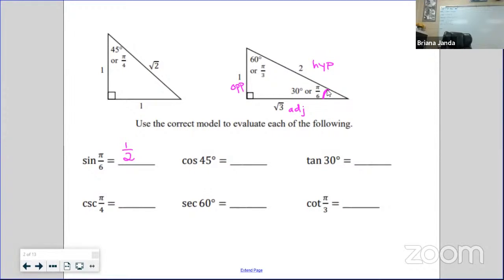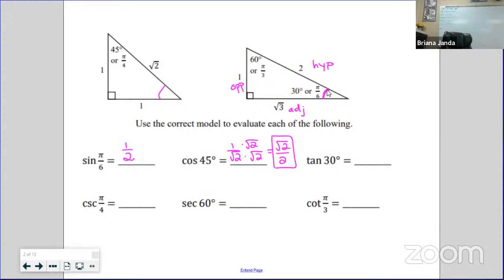Cosine is adjacent over hypotenuse, and that would be 45 degrees. It doesn't matter, they're both 45 degrees. So my adjacent side is 1. My hypotenuse is square root of 2. You are not allowed to leave that unsimplified. So make sure you rationalize. When I rationalize, I would multiply top and bottom by that radical, and this would rationalize to the square root of 2 over 2. So if you were at 1 over the square root of 2, you have the correct setup. You just need to finish the problem.